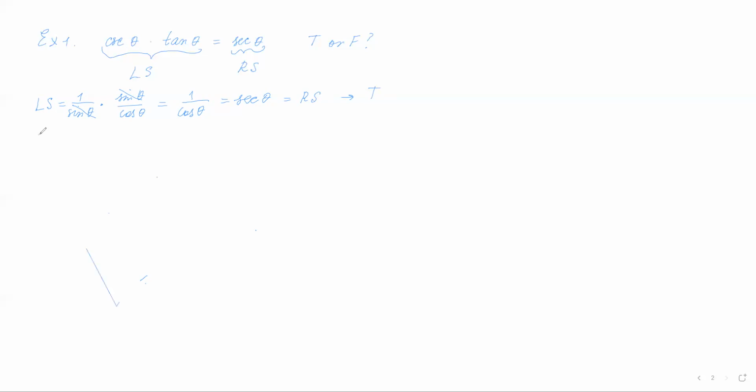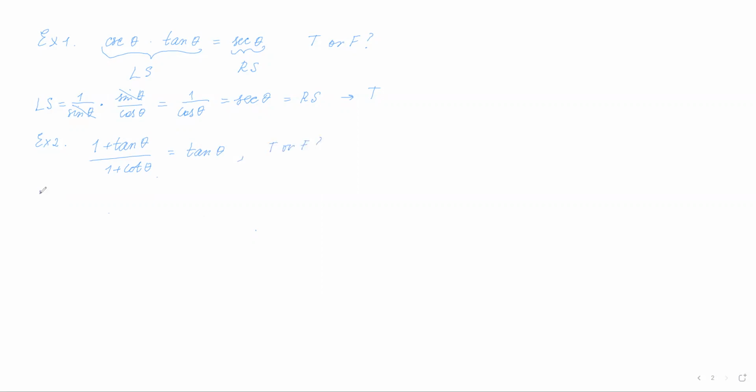Next one. Example number 2. More complicated one. Oh, sorry, my hand leaves some marks on the whiteboard. So example number 2, more complicated: 1 plus tangent of theta divided over 1 plus cotangent of theta equals tangent of theta. Well, more complicated, right? The question is again, true or false? Is it a working identity or no?